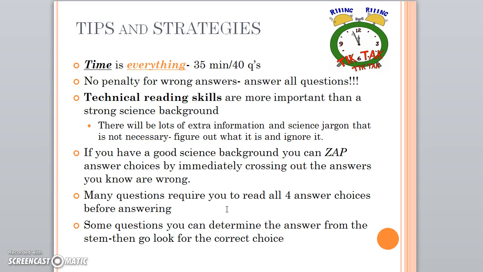There'll be a lot of questions that will require you to read all 4 choices. They'll be similar, and so you'll need to really read the endings of the answer choices before you can make your decision. And then there'll be other questions where you read the stem of the question and you already know what the answer should be. Then just look for the correct choice.